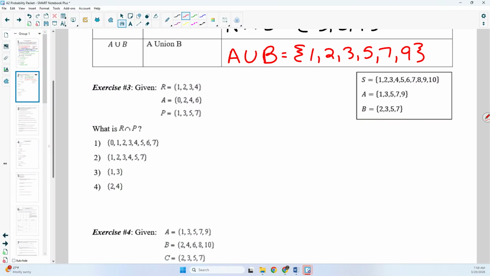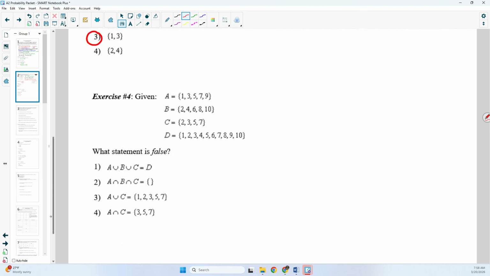So we have three sets, R, A, and P, and they want us to do R intersect P, so they want to know what R and P have in common. If I look at R and P, they have a 3 in common. A is not even in this problem, so I'm just going to cross it out. And they also have a 1 in common. So their intersection is 1 and 3.